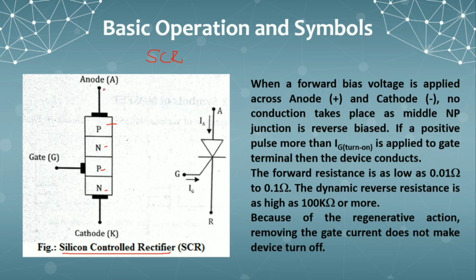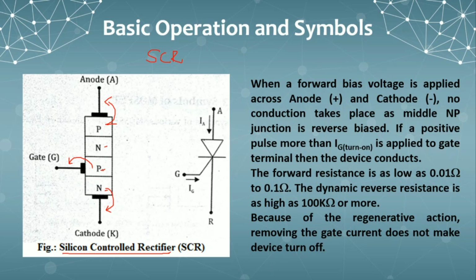It has 3 terminals. The first P layer is connected to anode. The last N layer is connected to cathode. So P is connected to anode, N is connected to cathode. The other P layer is connected to gate.